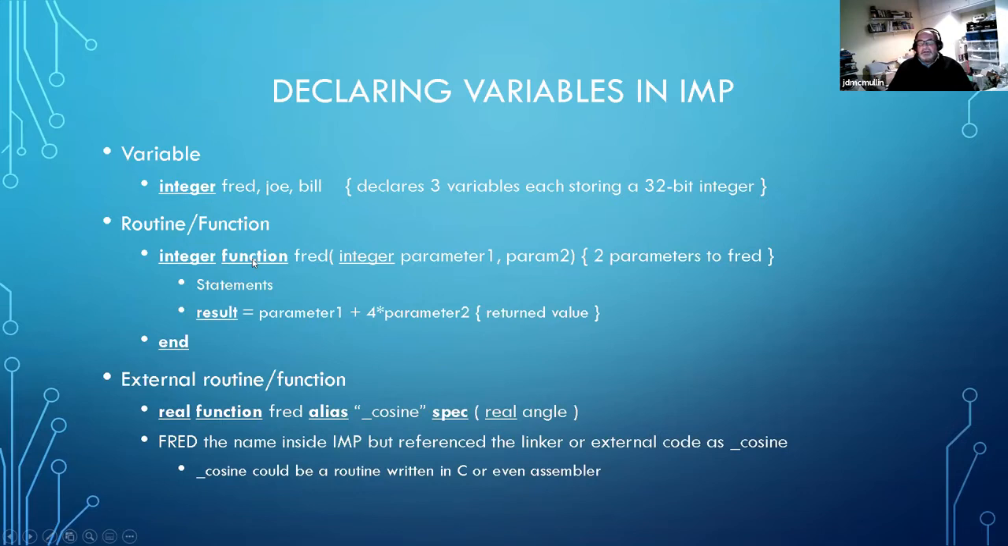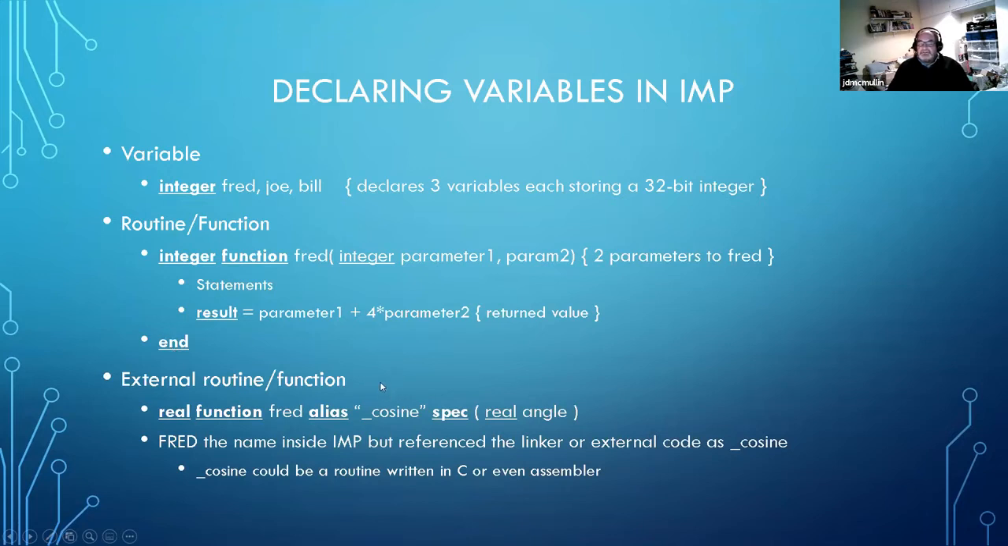Declaring functions and routines. This is a function, Fred, which has two parameters, both integers, and returns an integer value. So you could take these two parameters and do some work on them. And here is how you return the integer value that the function is going to specify: by saying result equals, in this case, parameter 1 plus 4 times parameter 2, and then terminate the function.